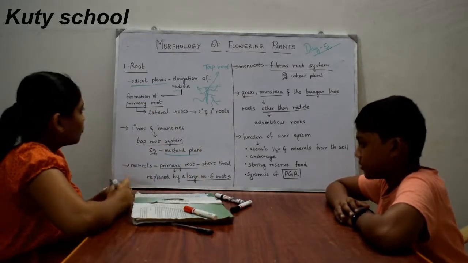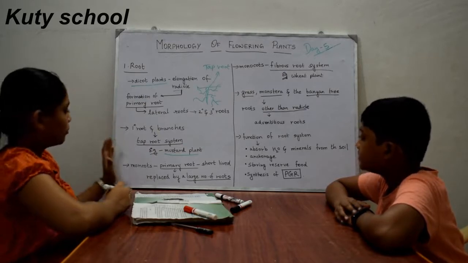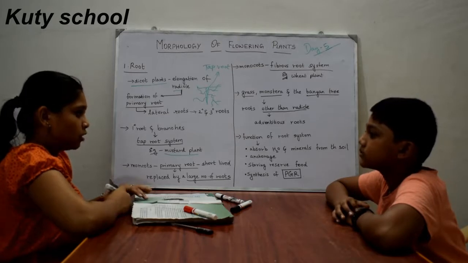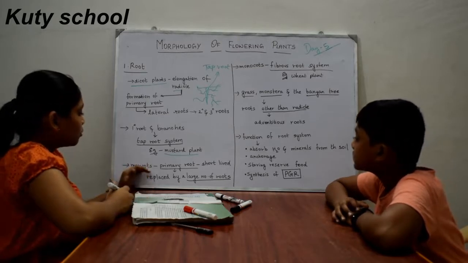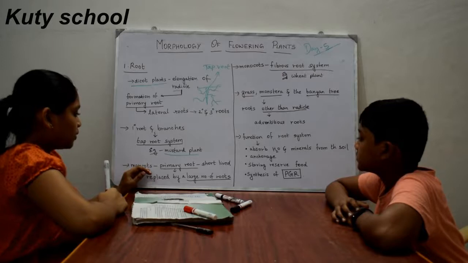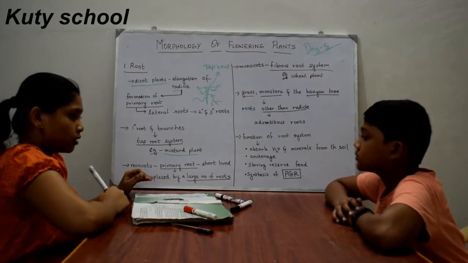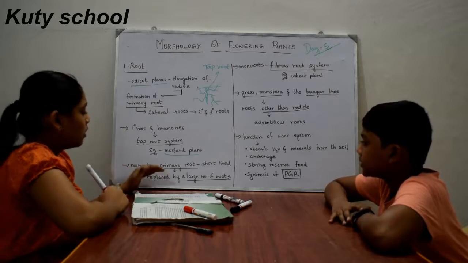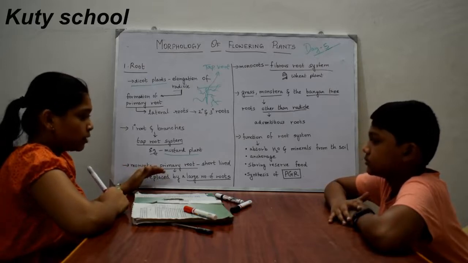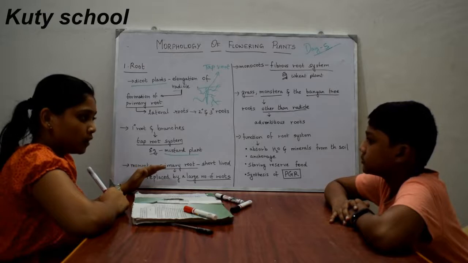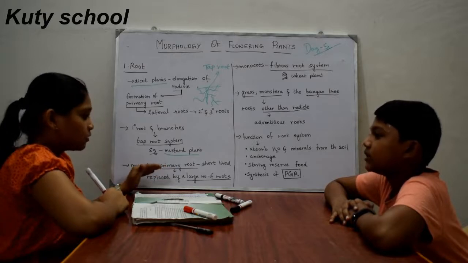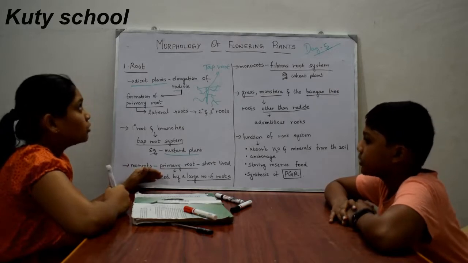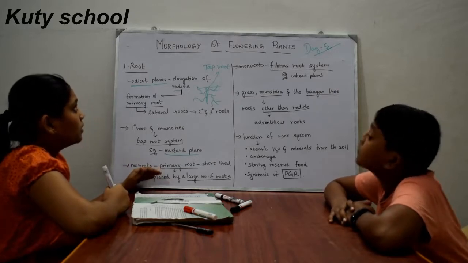So far we have seen the dicot plants. Now we are going to see how the root system is developed in monocot plants. Monocot means one cotyledon. In those plants the primary root is developed, but this primary root is short-lived, meaning it has only a very short lifespan.